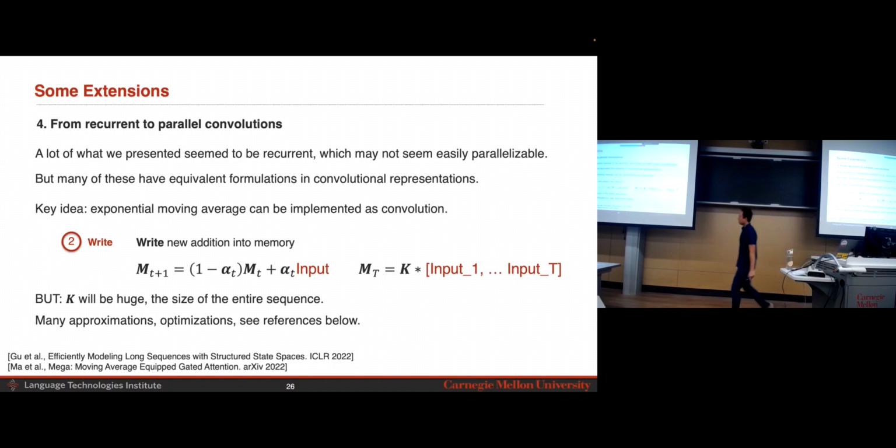And I want to highlight that some of these methods, for example Lou's paper, efficiently modeling long sequences with state spaces, scale to even longer sequences than transformers, even though they don't use transformer architectures.